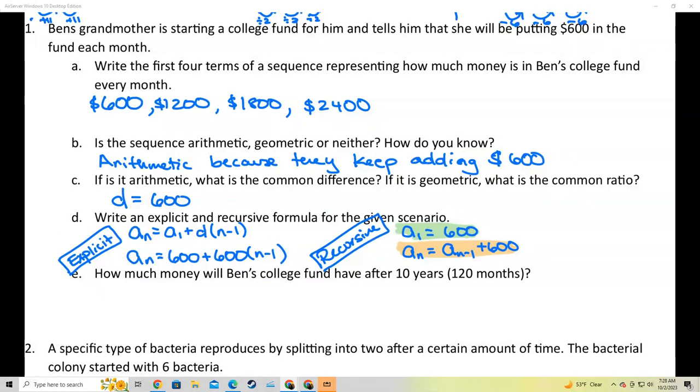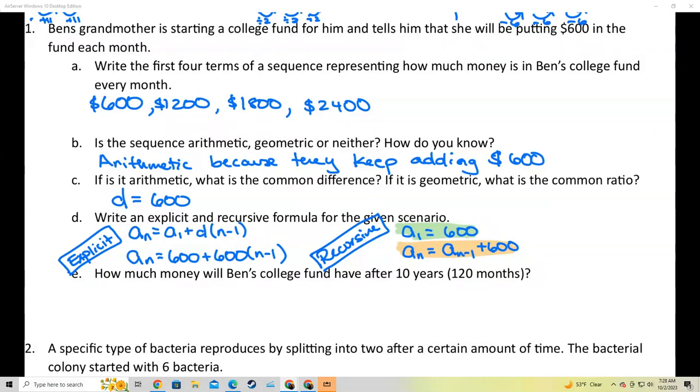Now, guys, we have 2 different formulas. Both of them are going to work. I can either use this formula and find the 120th term, which is going to be my n, and substitute it in, or I can use my recursive formula and know that on the first month, they're going to have $600. On the second month, we're going to add another 600 to get 1200. To get the third month, we're going to add another 600 to get 1800. On the fourth month, we're going to add another 600, and I can keep adding 600, adding 600, adding 600, and I need to do this 120 times to know what the final answer is going to be.